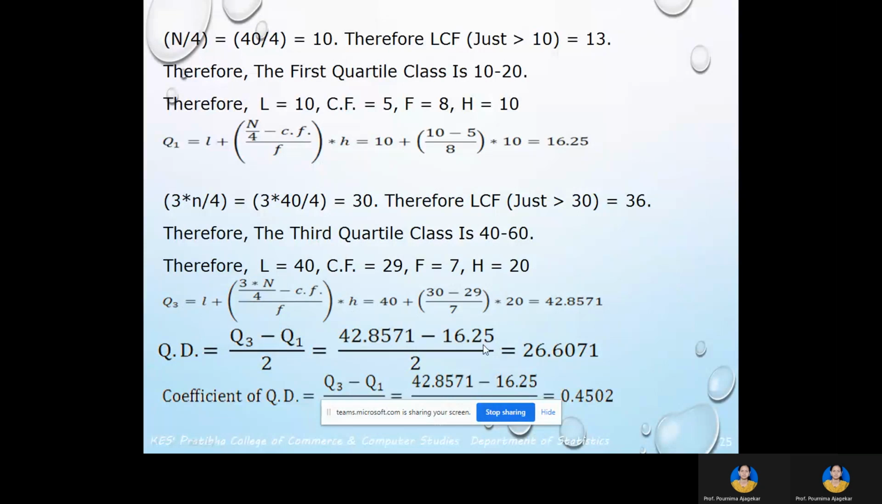And then quartile deviation is (Q3 minus Q1) by 2, that is equal to (42.8571 minus 16.25) by 2, which is equal to 26.6071. And the coefficient of quartile deviation is (Q3 minus Q1) divided by (Q3 plus Q1), which is equal to 0.4502.